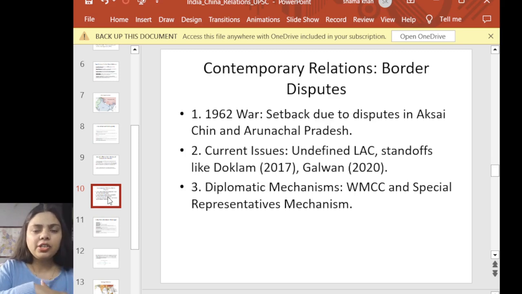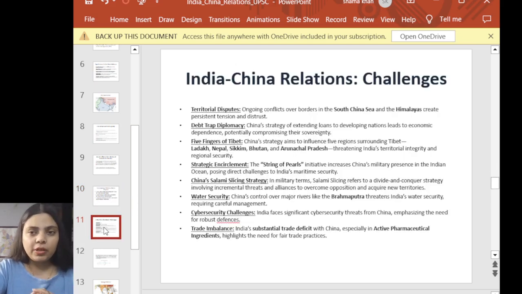In the contemporary issue, after the 1962 war, the territorial dispute has been arising since then. The current issues are the undefined LAC, the standoffs at Doklam and Galwan Valley in 2017 and 2020, and diplomatic mechanisms. The next important point, from which the main question can be asked, is the challenges in the India-China relationship.